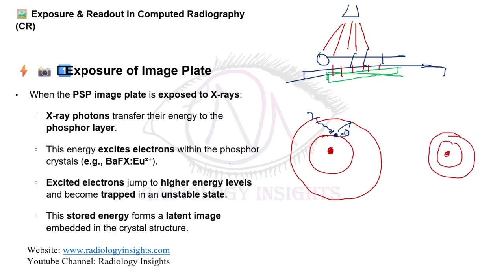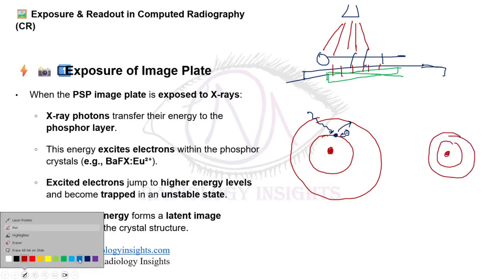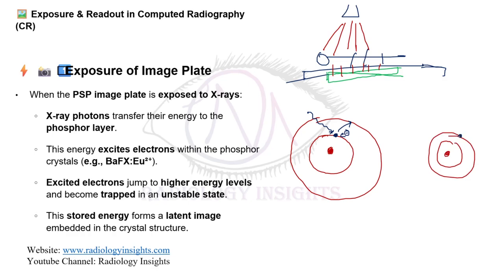So when the electron is excited to the higher energy level, it becomes unstable. So this is an unstable state. Okay, so the energy of this X-ray is stored in the form of latent image. Now this is the state.